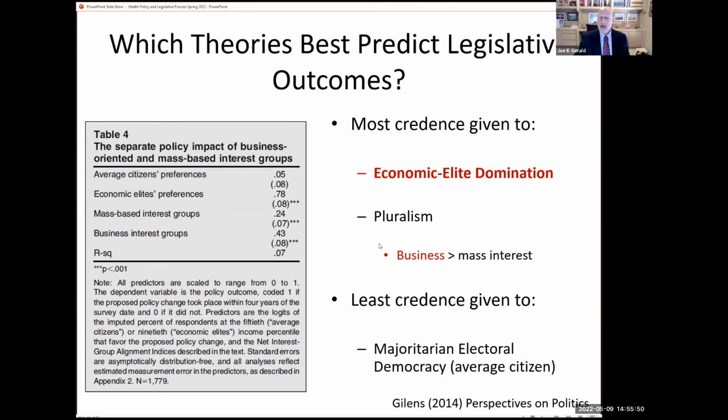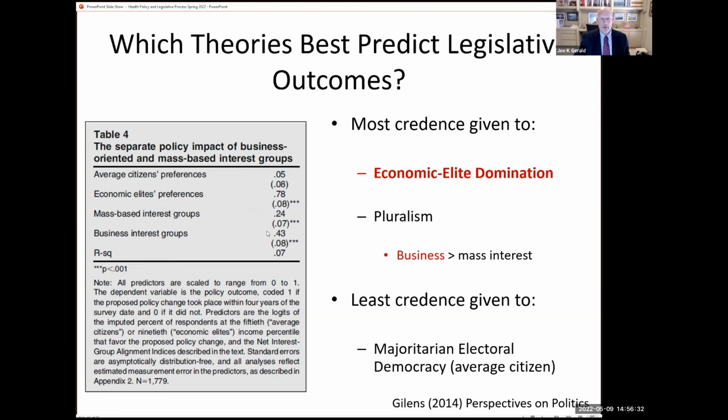Pluralism also had evidence of success, and this pluralism is interest groups lobbying government. But within that pluralism, biased pluralism, or interest groups who are affiliated with industry and business, seem to be much more influential than interest groups that were connected with mass citizen groups like Greenpeace, American Association of Retired People, that type of thing. And so the two biggest winners, one here, economic elite, the coefficient here being 0.78, statistically significant at the p equals 0.001 level, but also business interest groups at 0.43.